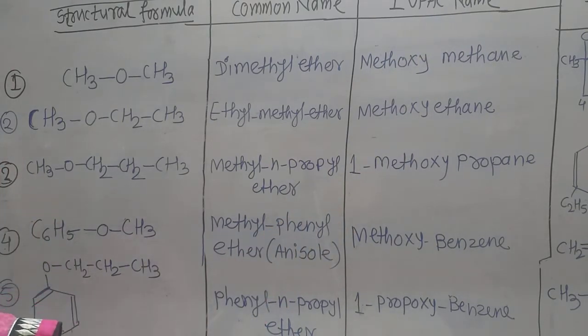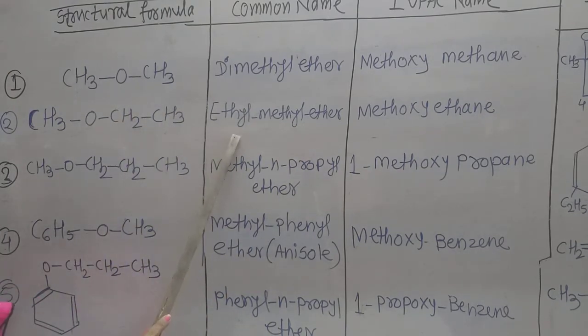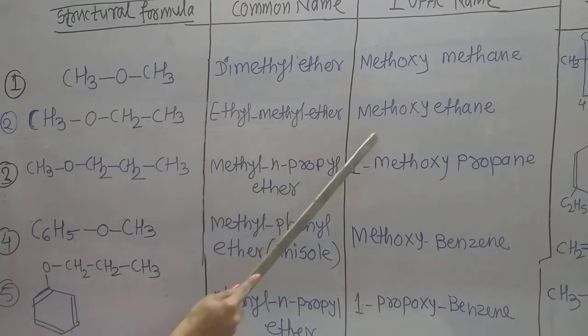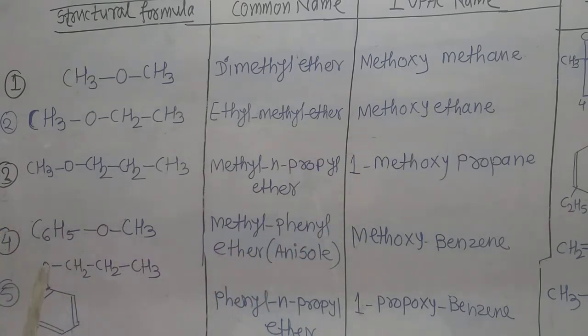Very simple to give the IUPAC name of the ethers. Now see here, this is the ethyl methyl ether. The name ethyl is given first in the common name because alphabetically E comes first after M. So this is the ethyl methyl ether. But this ethyl group is the larger group than the methyl group. So the parent alkane is considered as the ethane and this becomes the methoxy group. So the IUPAC name for this ether is methoxy ethane. In this way the IUPAC name is given.